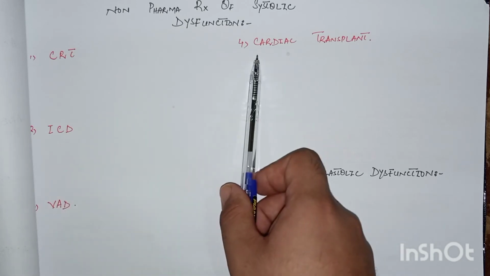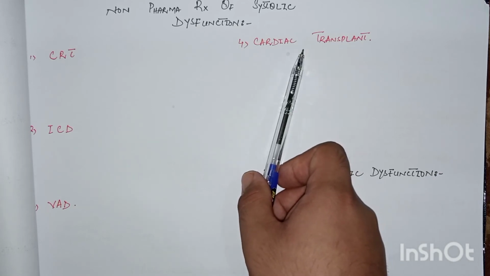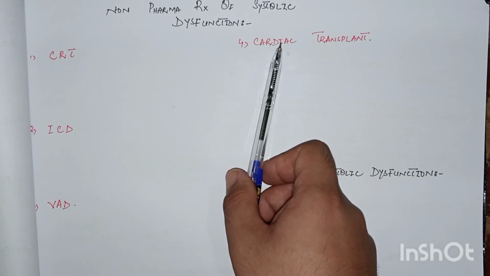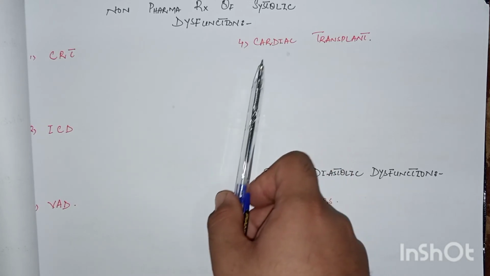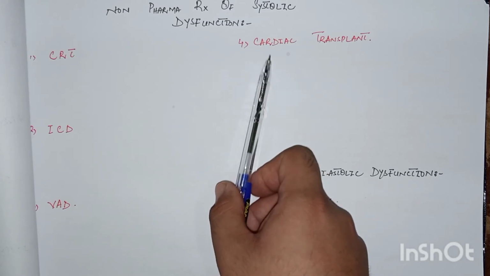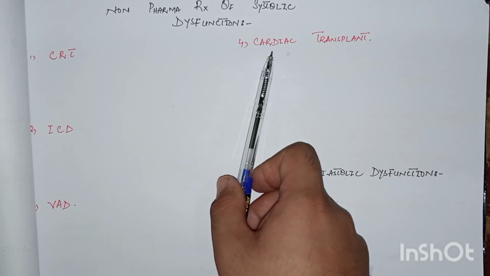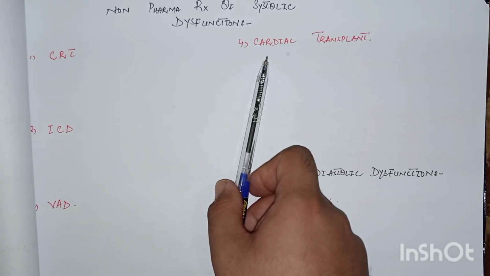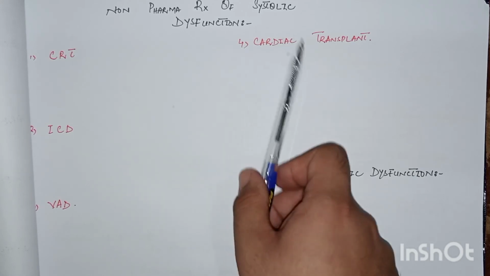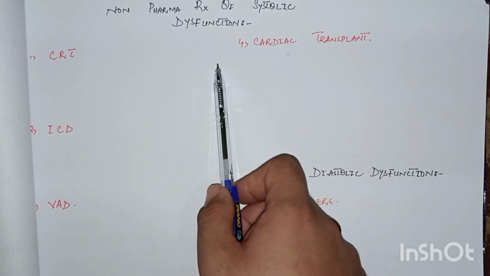The next, or the last, non-pharmacological management is cardiac transplant. This is the last step, and it should be done in intractable heart failure. The complications include infections, recurrent infections, accelerated atherosclerosis or thromboembolism, and there may be rejection by the body of the patient. If rejection occurs, treat it with high doses of steroids. However, cardiac biopsy is often used to confirm the diagnosis. So these are the non-pharmacological treatment options in systolic dysfunction.